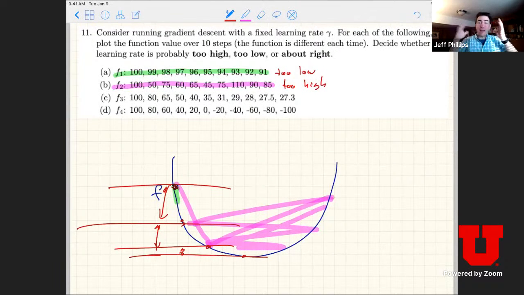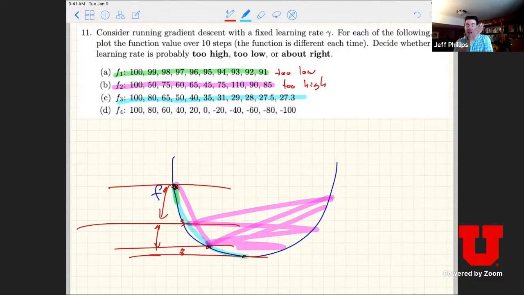Because I'm not consistently going down. I should be consistently going down, otherwise it's probably too high. Okay, the third one here, let's say, I'm going down from 100 to 80 to 65 to 50 to 40 to 35 to 29, 28, 27.5, 27.3. This one looks pretty good.